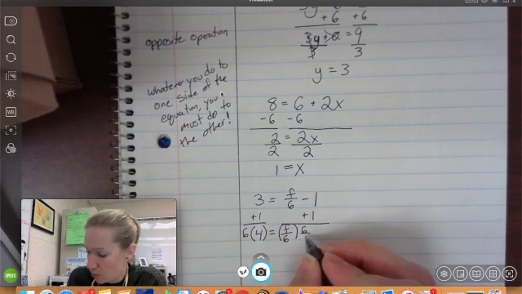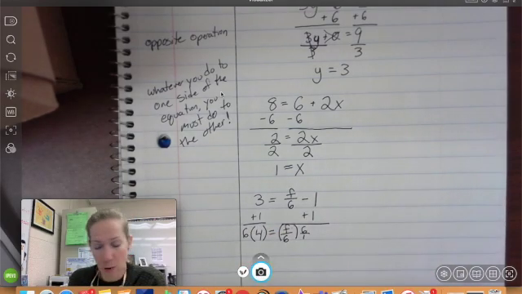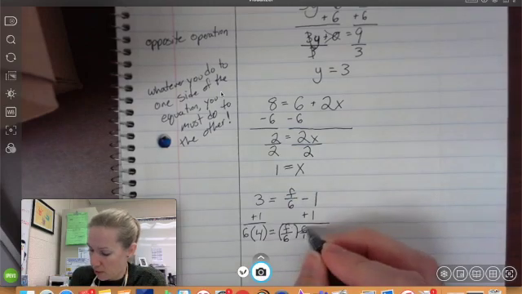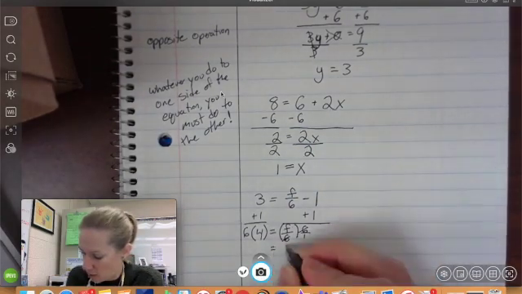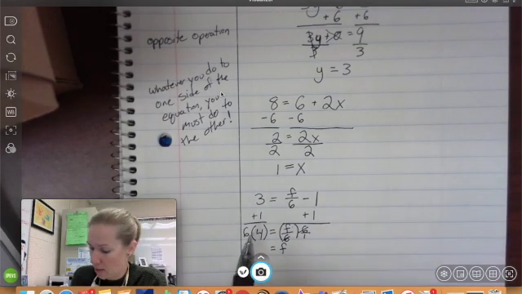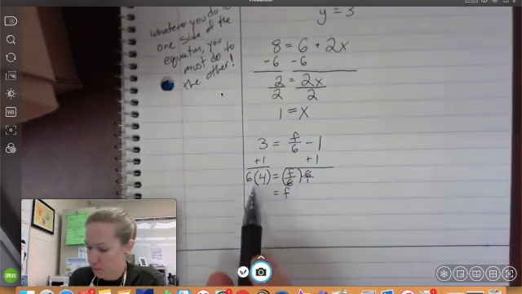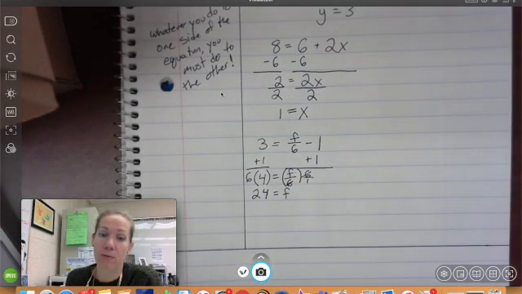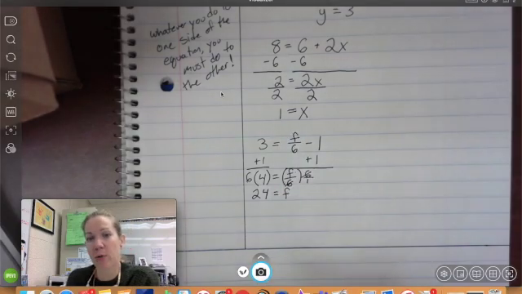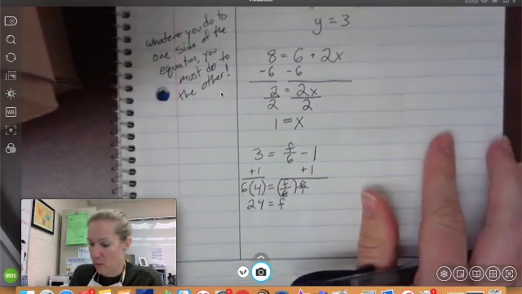Now, if it helps you to put 6 over 1, that works as well. You can just remember that this 6 and this 6 will divide out to be 1 or cancel out. You're left with just f on that side. And on this side, 6 times 4 is 24. So f equals 24. If you also got 24, good job. If not, go back through and see where the mistake was.